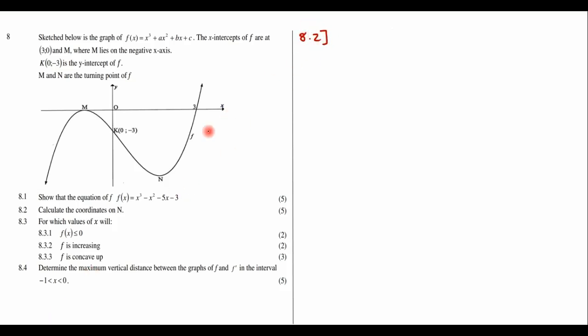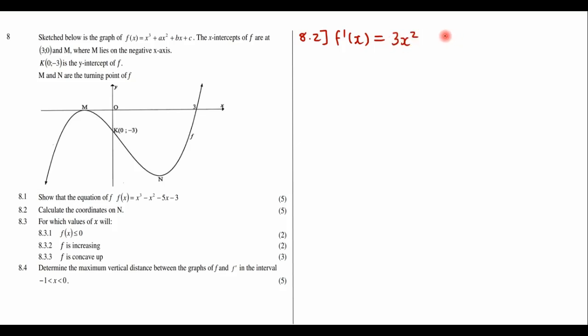The second one here says calculate the coordinates of n. Now we know that the coordinates of n, it is the intercept here, right? So basically what we're going to do is first calculate the derivative, because we know that the turning point, not intercept, turning point. The turning point is basically the derivative of the cubic function that we're going to need.